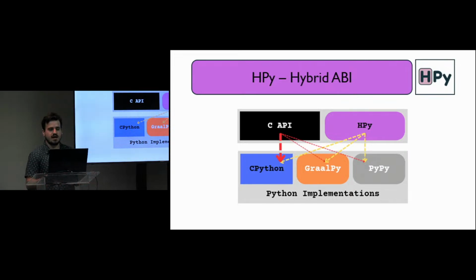And then lastly, we have the Hybrid ABI. The Hybrid ABI is what you use when you are still busy porting C code from using the C API to HPy. So if your file is half C API, half HPy, it still works. You just have to use the Hybrid ABI. And then the parts that are written in HPy function as the Universal ABI, and the parts that are written in the C API still work as the C API does.